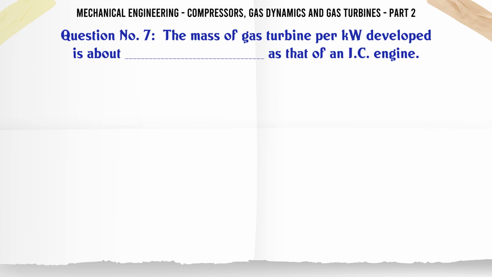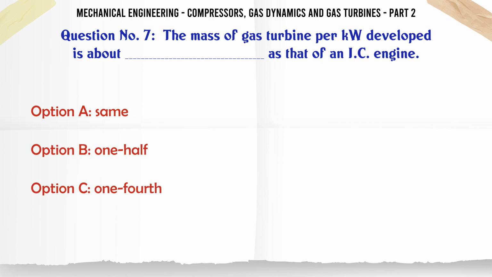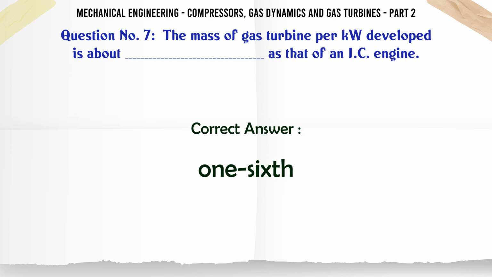The mass of gas turbine per kW developed is about as that of an IC engine. A, same. B, 1/2. C, 1/4. D, 1/6. The correct answer is 1/6.